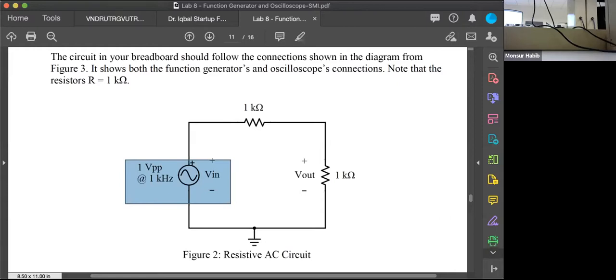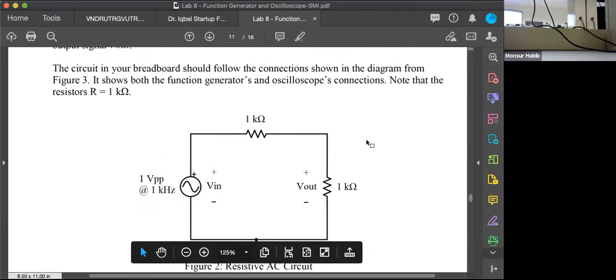So you'll always use PP and we'll always say PP. It tells us peak to peak, the minimum and the max value. And 1 kilohertz means the frequency, right? So that tells you it's an AC signal. So this is the basic circuit.